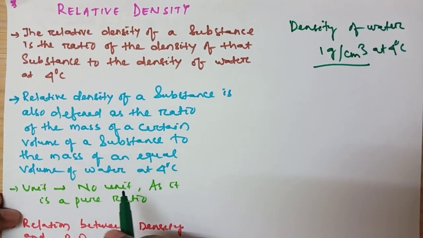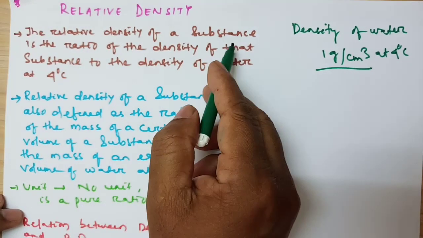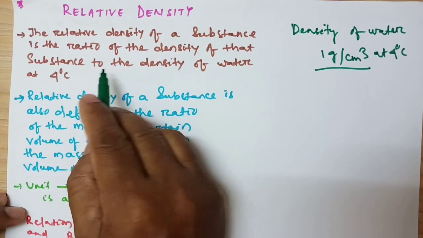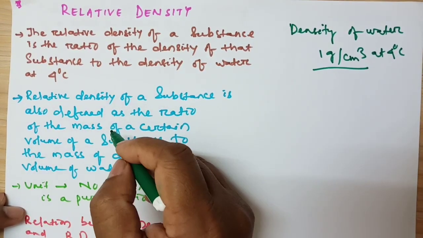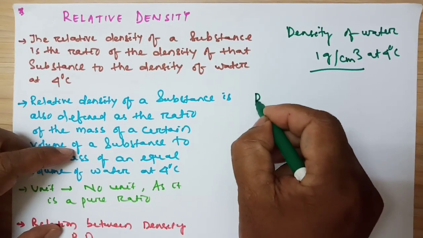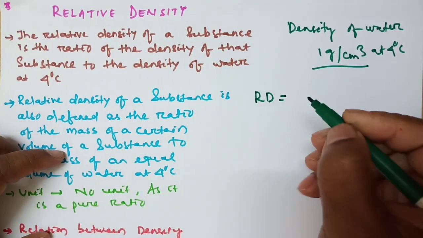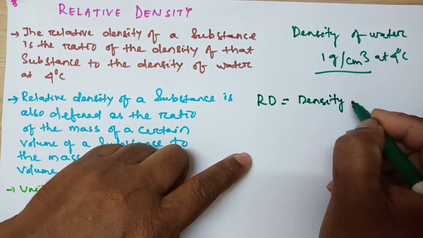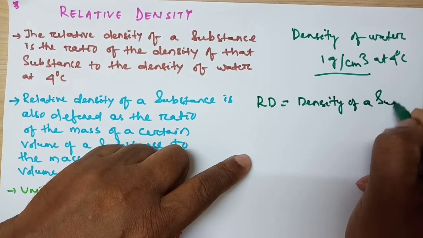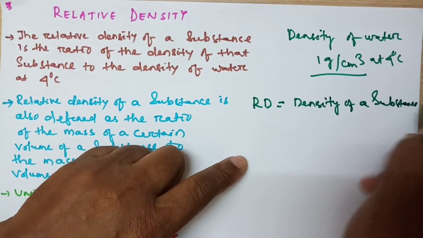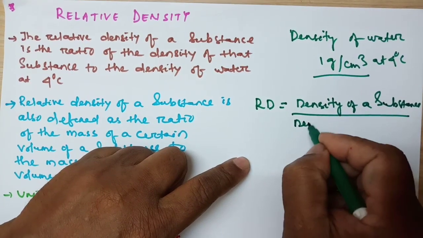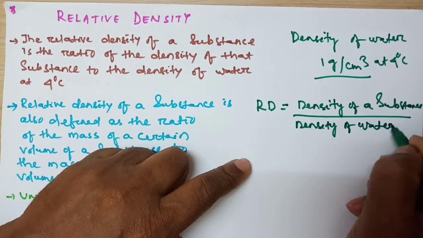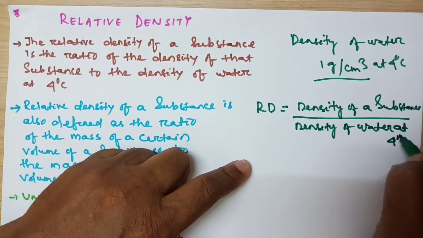So what is the definition? The relative density of a substance is the ratio of the density of that substance to the density of water at 4 degrees. So now write: relative density is equal to the density of a substance by the density of water at 4 degrees Celsius.